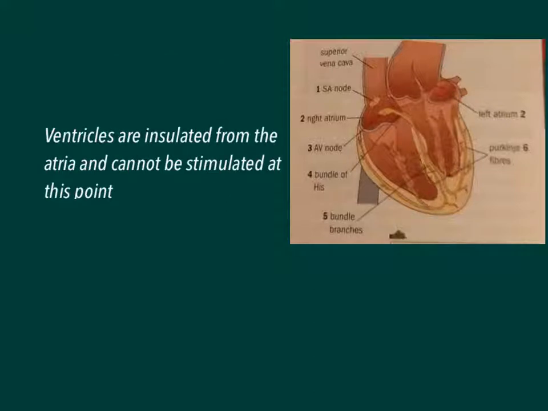As this impulse spreads to both the left and right atria, the ventricles below are actually insulated from the atria, and these will not be stimulated at this point, as they can only be stimulated by the electrical impulse that's sent from a new node, which is known as the AV node, which we'll go on to talk about now.